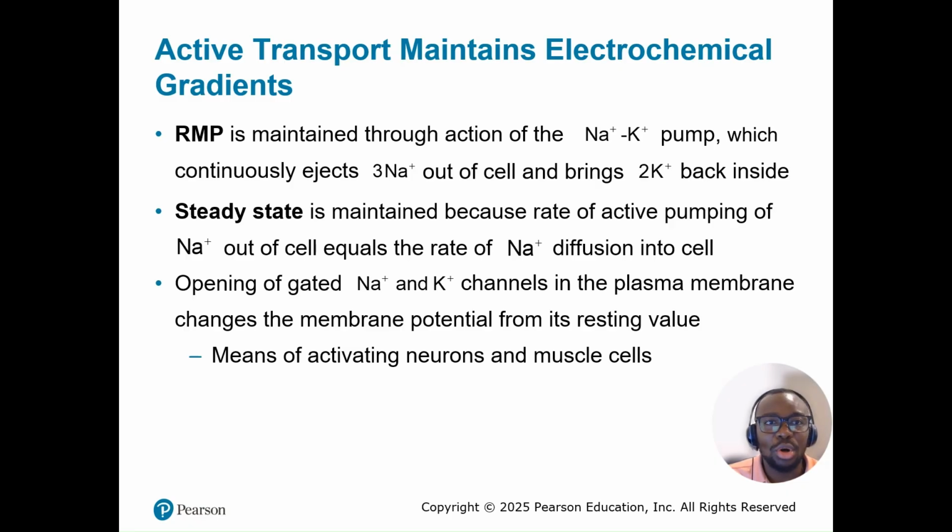The transient opening of gated sodium and potassium channels in the membrane changes the potential from its resting value. This is a normal means of activating neurons and muscles. We will discuss this topic in more detail when we get to the nervous system.